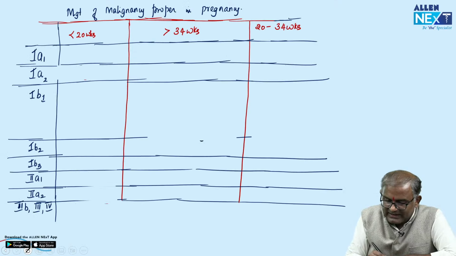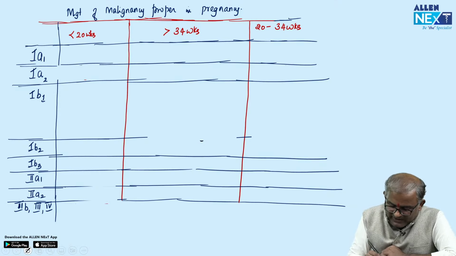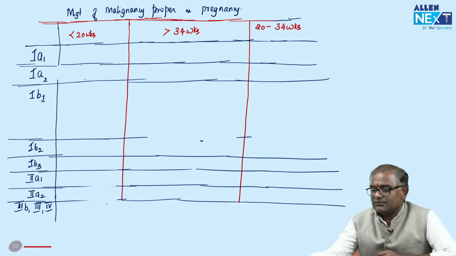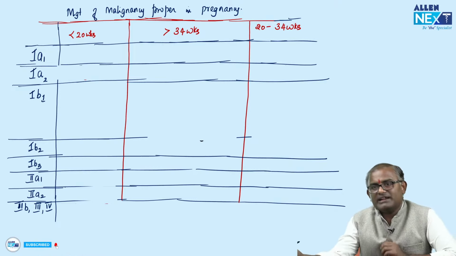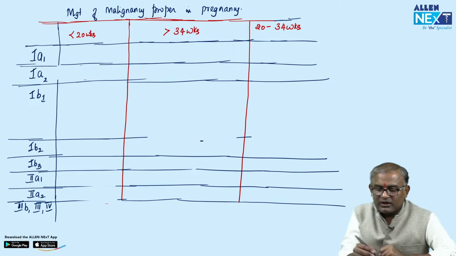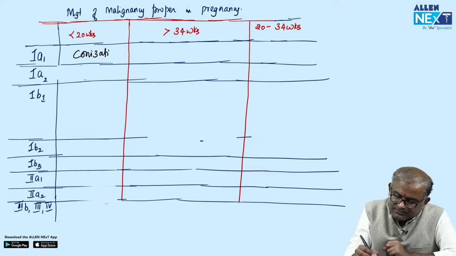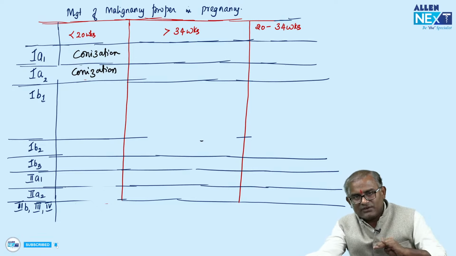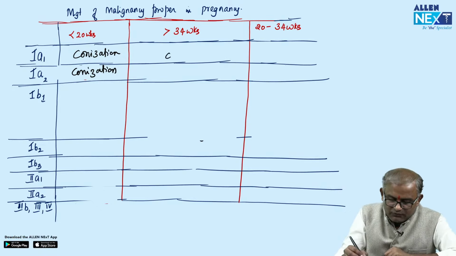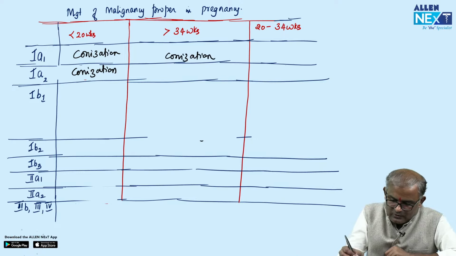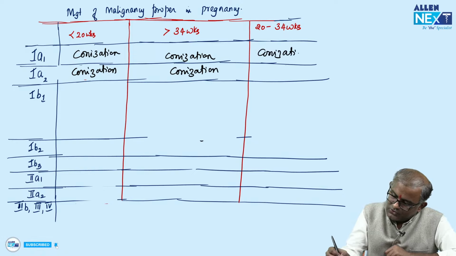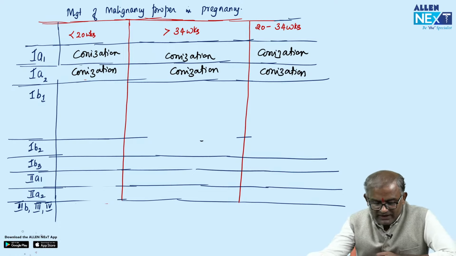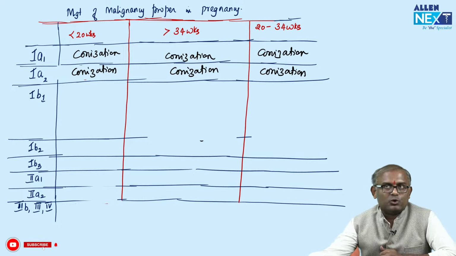So I divided it the same way: less than 20 weeks, more than 34 weeks, and then 20 to 34 weeks. Doctor, in 1A1 and 1A2, whether it is less than 20 or more than 34 or between 20 to 34 weeks, definitely we have to go for conization. Take down: we have to go for conization. Now come to 1B1, 1B2, 1B3, 2A1, 2A2, 2B, 3 and 4.